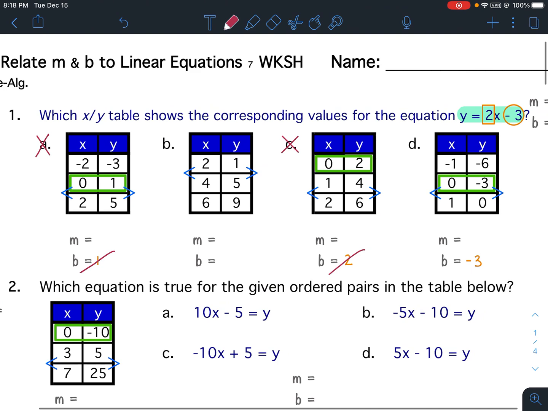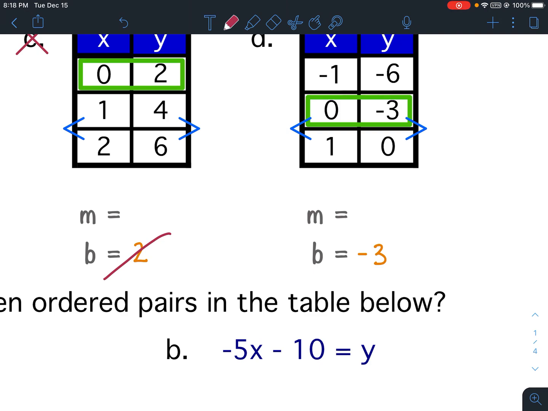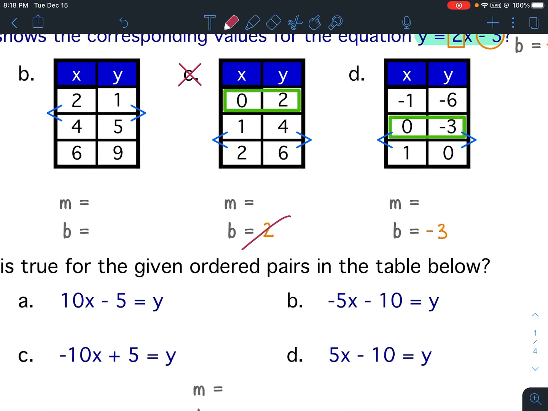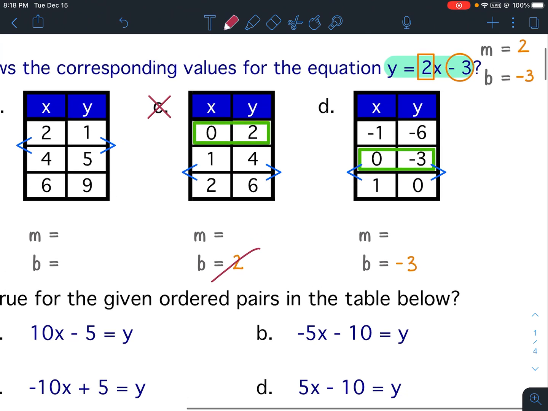So if those y-intercepts are incorrect, I don't even have to worry about the slopes. I do have a y-intercept of negative 3 here, so I can't eliminate it. And I don't know what the y-intercept is for B, so I can't eliminate it. So now I need to find the slope. My slope needs to be a positive 2.